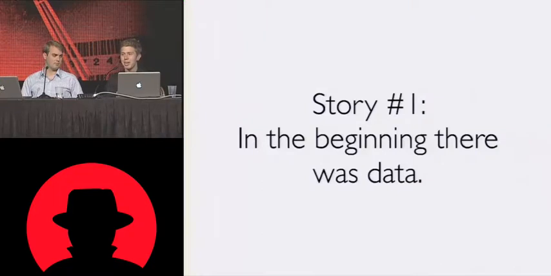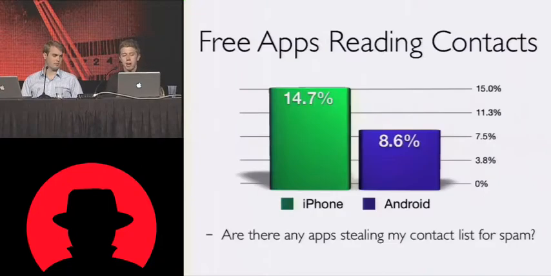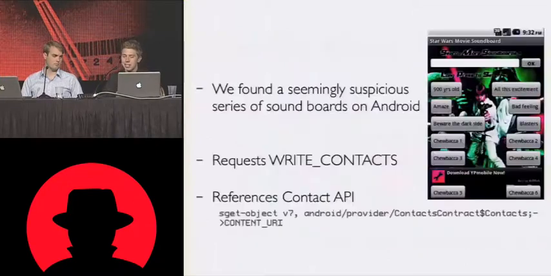The first story is basically how, when we first got this data set, what did we do? We asked a simple question: are there any apps stealing my contact list? I'm rather worried about myself and my friends getting spammed. And we came up with, wow, 14% of apps on iPhone and 8% of apps on Android are accessing contacts. That's quite a bit. Let's pick one. Let's see why one of these apps is doing this.